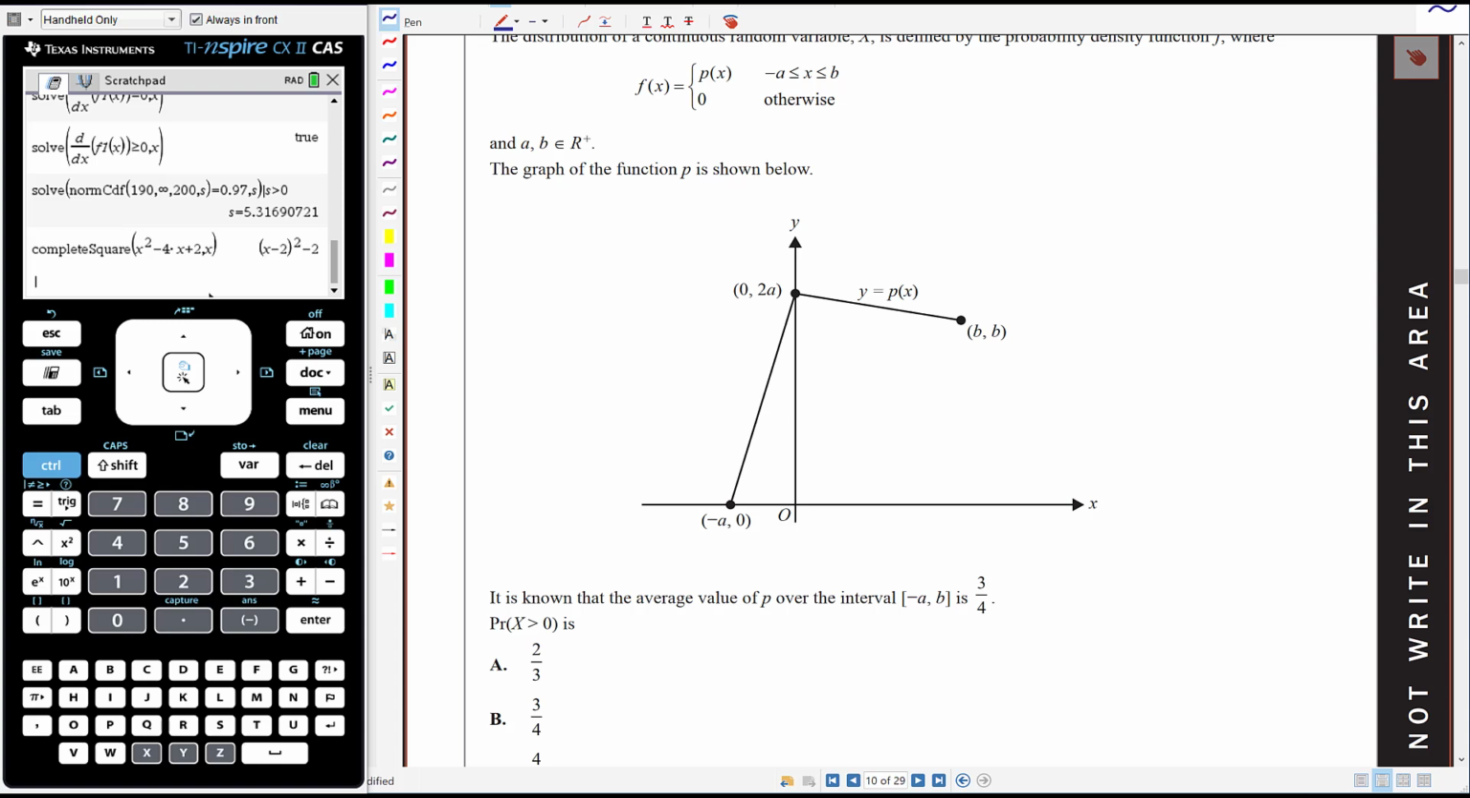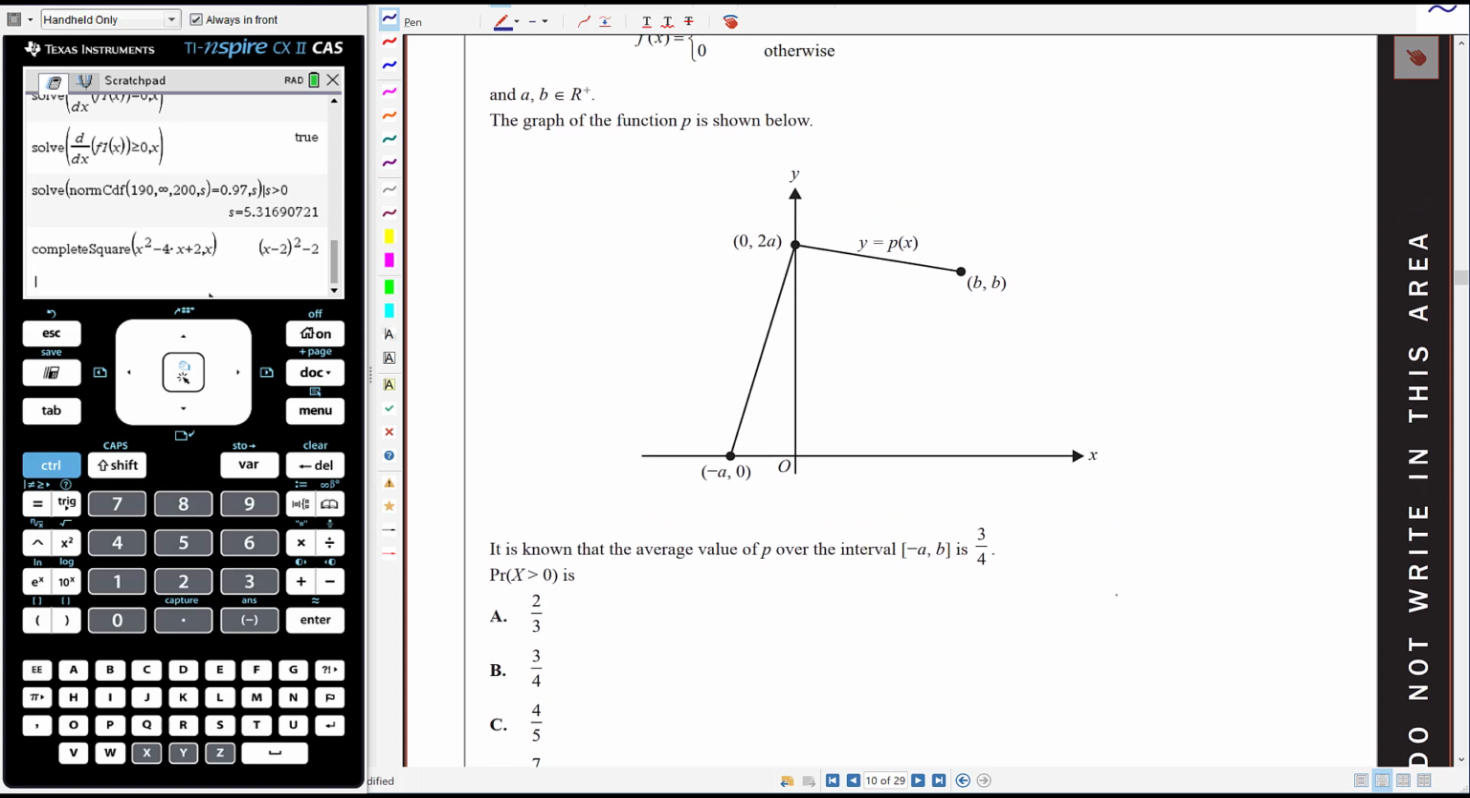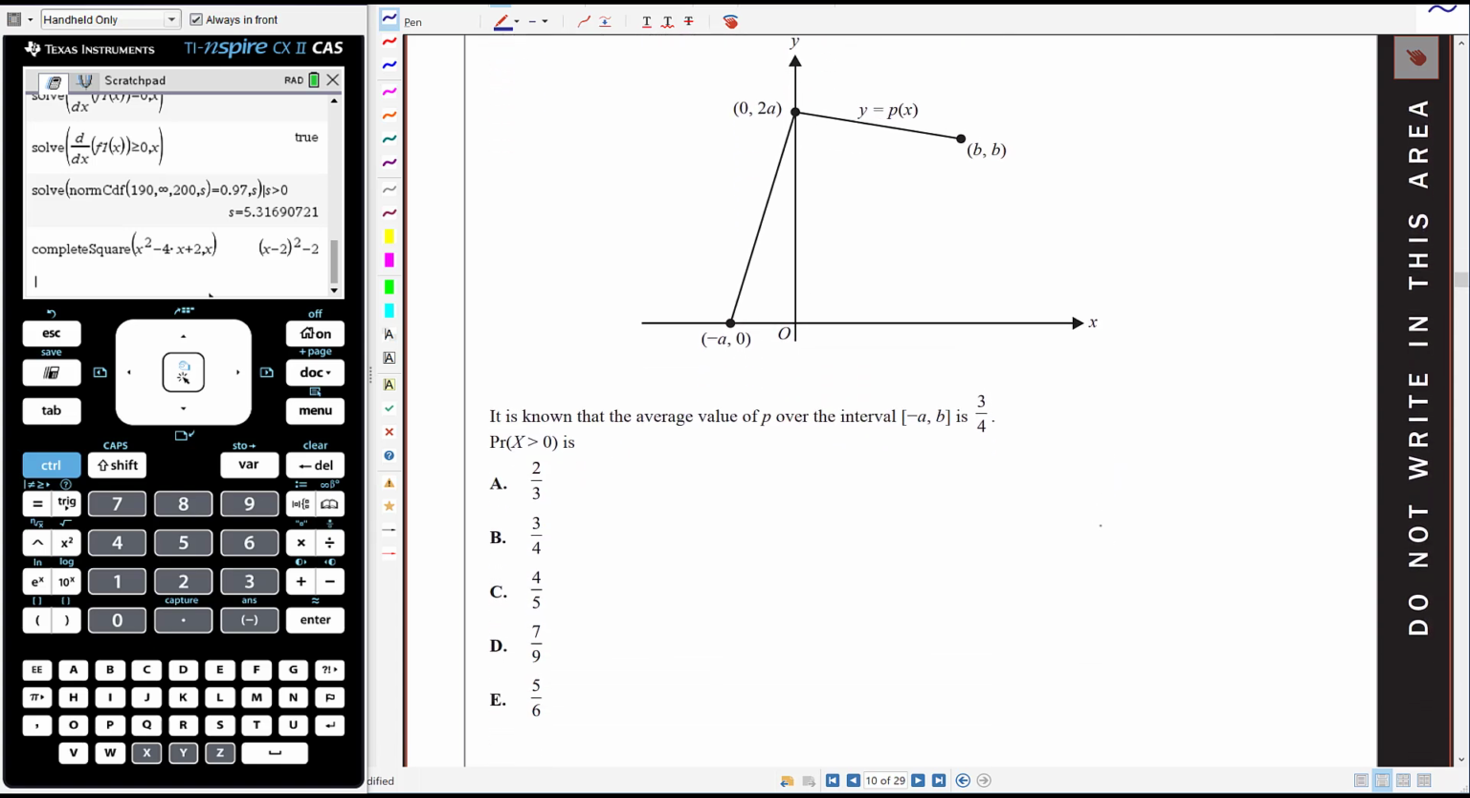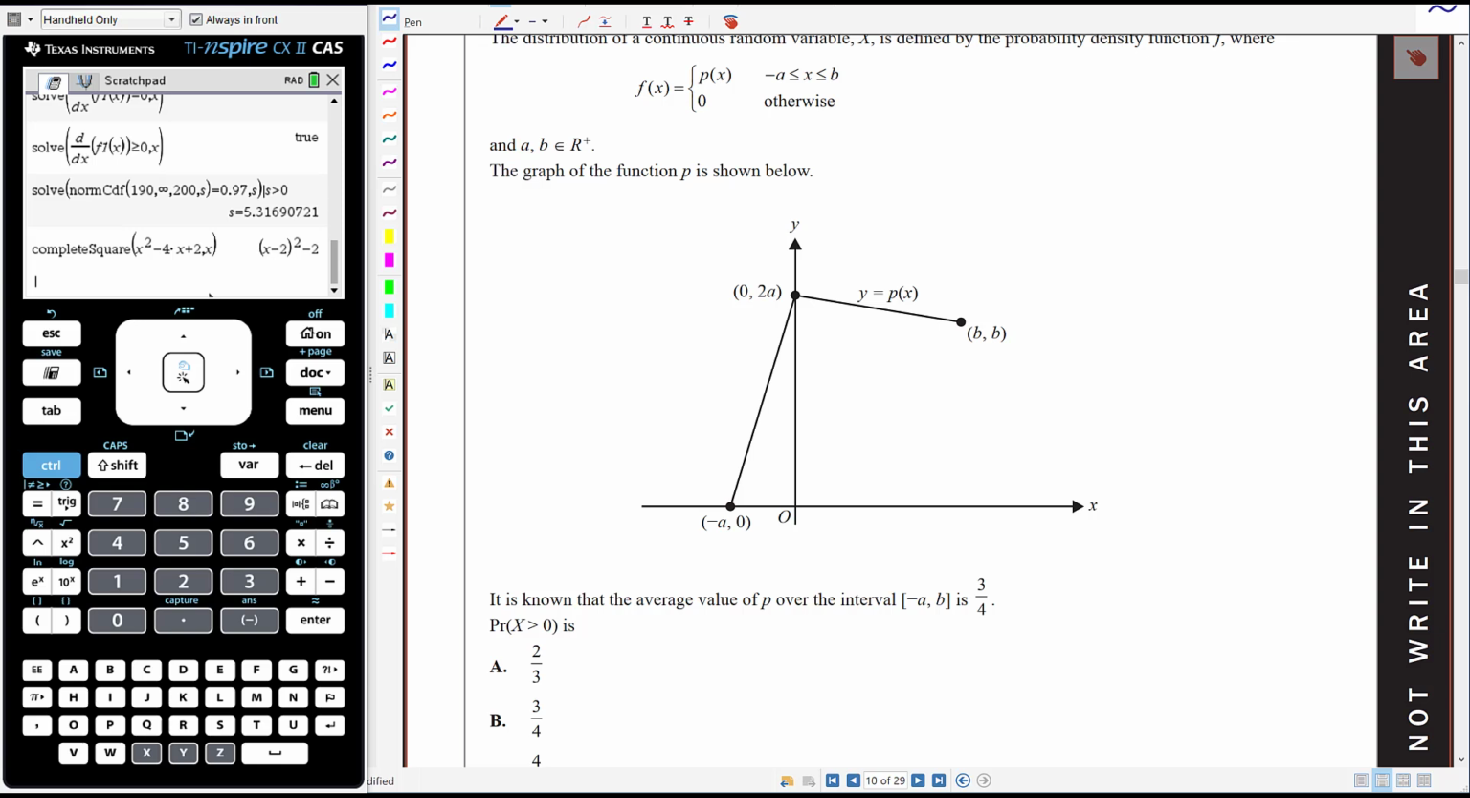Okay, it's known that the average value of p over the interval from negative a to b is 3/4. The probability that x is bigger than 0 is... Okay, so we've got two unknowns here, a and b, so we're going to need two equations. So we need to use the fact that if this is a probability density function, the total area under here is going to be 1.